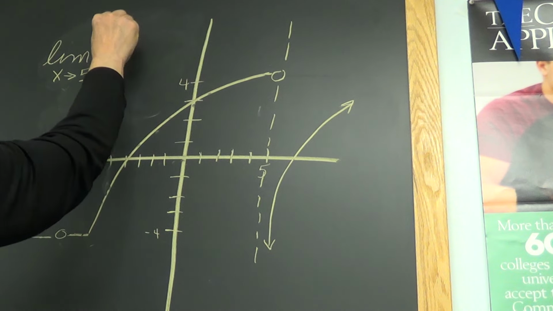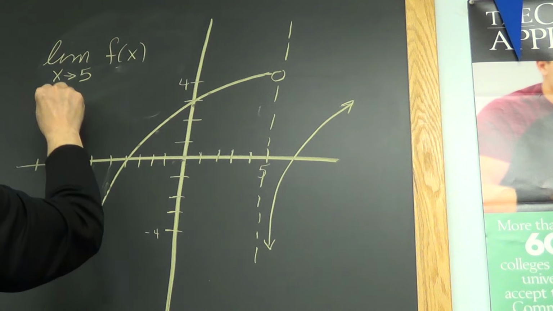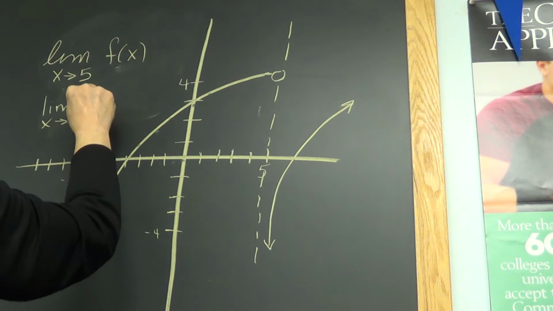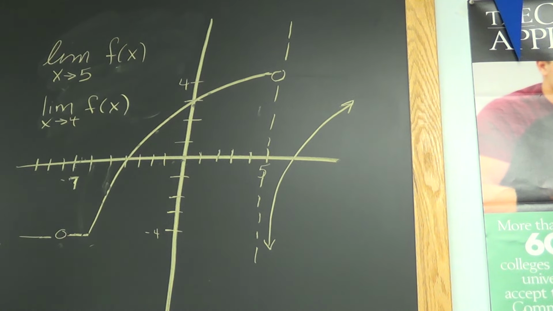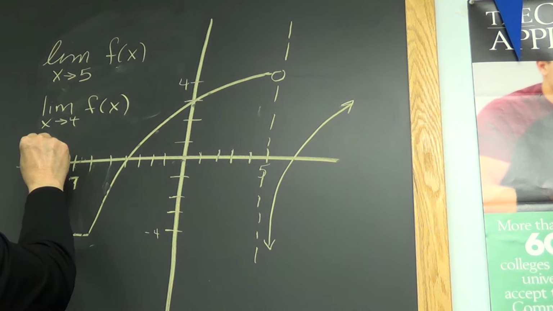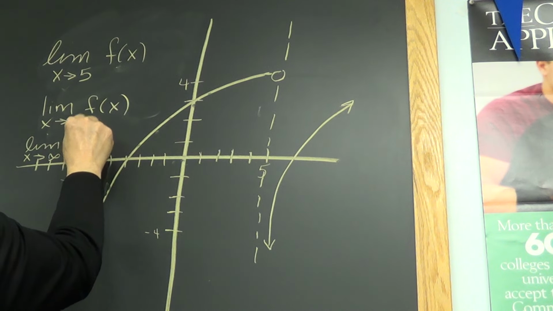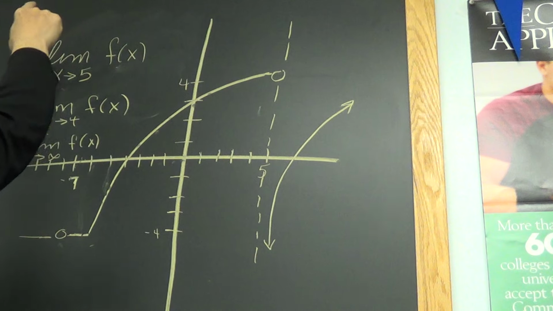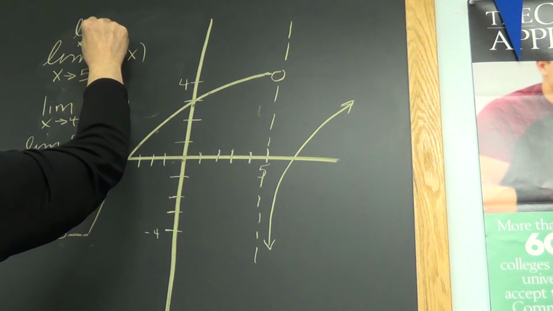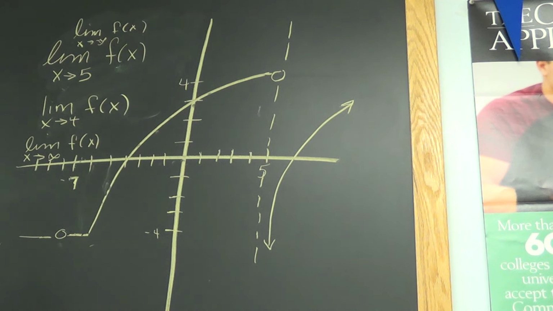How about the limit as x approaches, say, 4 of f of x? If you would do that one in your comp book as well. And we will do the limit as x approaches infinity of f of x, and the limit as x approaches negative infinity of f of x. So I'll give you 4 to do, and we'll talk about those in the morning.